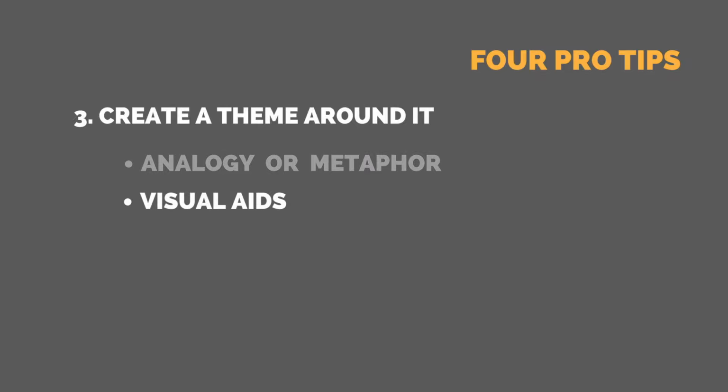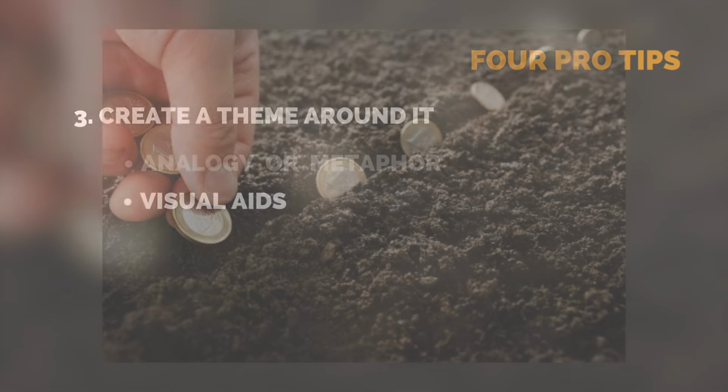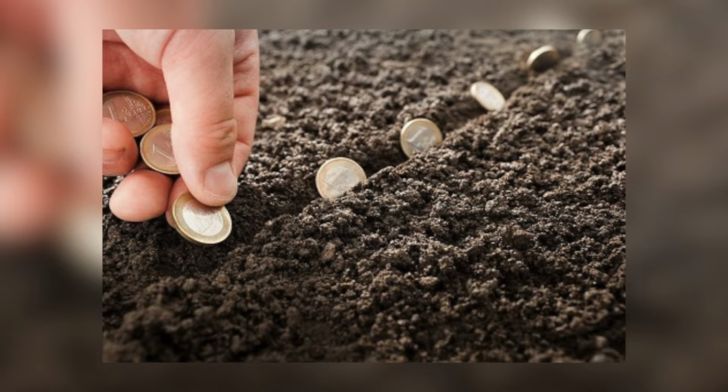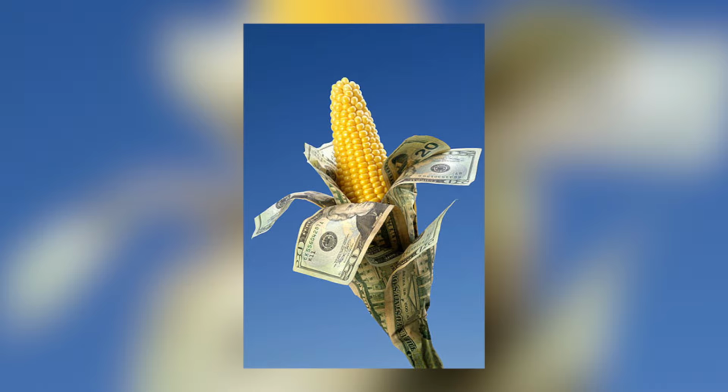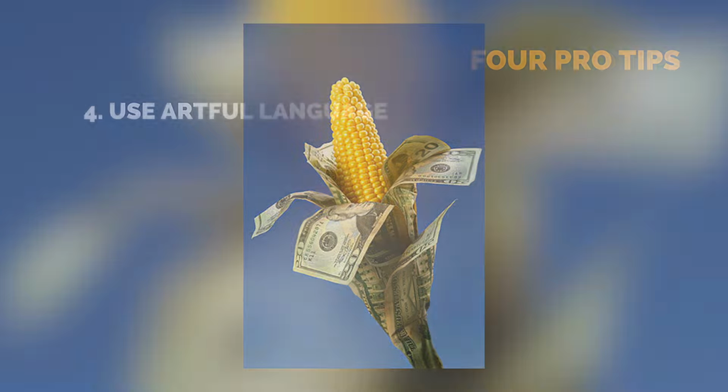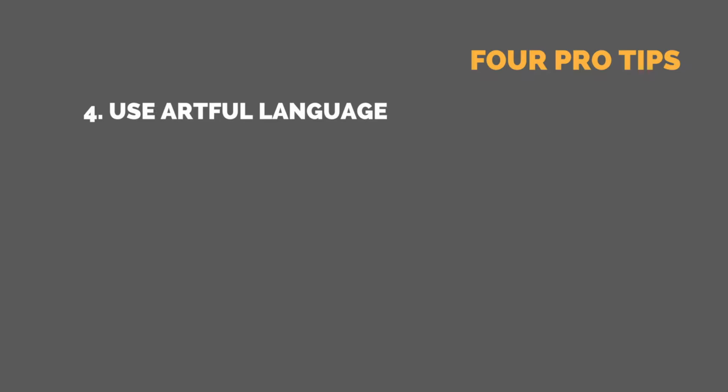You can also create a visual theme by using visual aids, for example, to emphasize it. Maybe you can find some appropriate pictures that somehow associate farming with growth and money, and then you could use those as your slide backgrounds or integrate those pictures in some way. Any kind of visual aids like that would help. The fourth pro tip is to use artful language. Once you have a good thesis statement, you can actually craft it just a little bit more using certain strategies to make it more memorable.